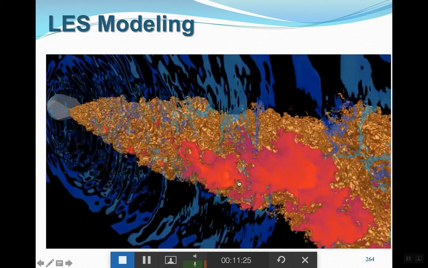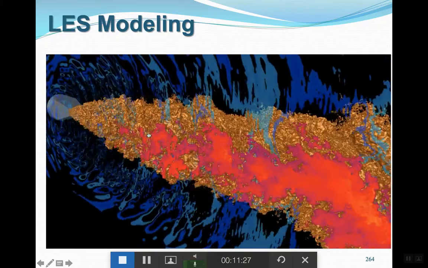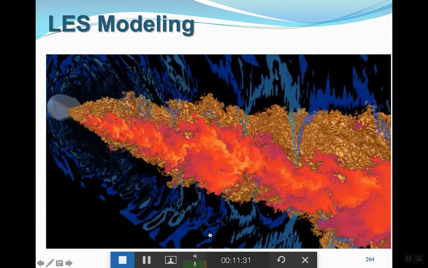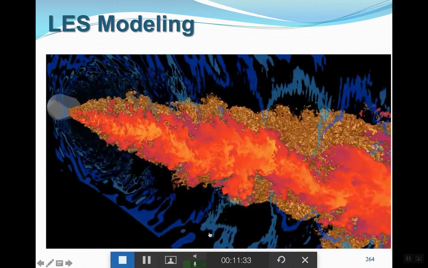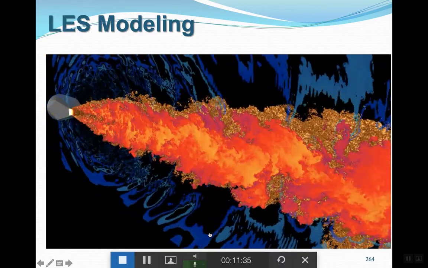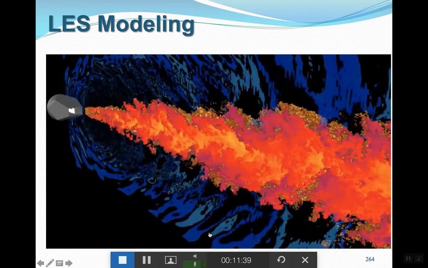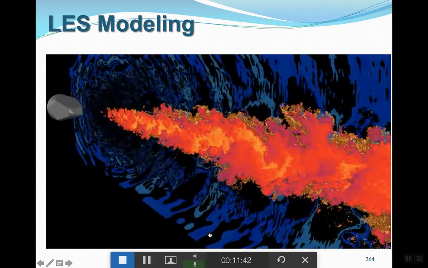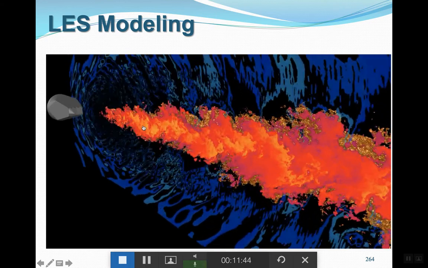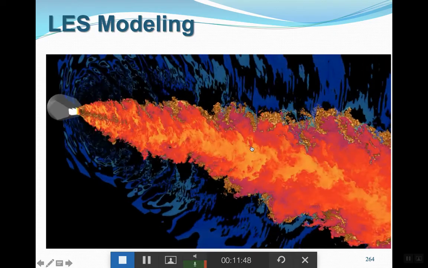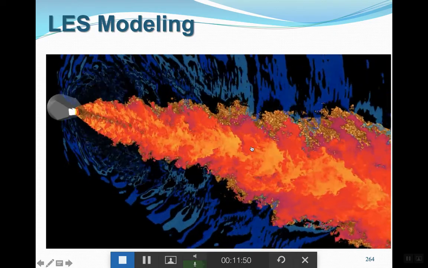So you can see this is done by LES, and that's the core temperature. The blue waves are not related to our core, but are basically noise. So it can also do acoustics on this system. But what is interesting for us is the LES modeling at the exit of our jet engine.